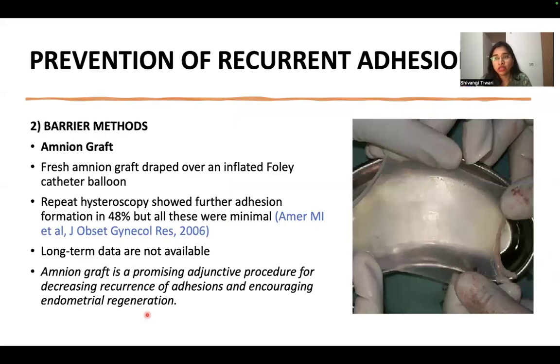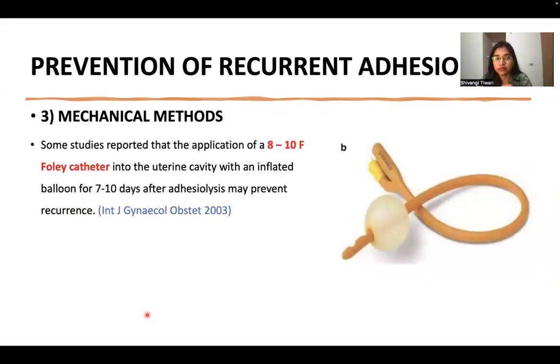Next is amnion graft. Fresh amnion graft is draped over an inflated Foley catheter balloon, and repeat hysteroscopy showed further adhesion formation in 48%, but all these were minimal. So we can use it, but long-term data are not available. Amnion graft is a promising adjunctive procedure for decreasing recurrence of adhesions and encouraging endometrial regeneration.